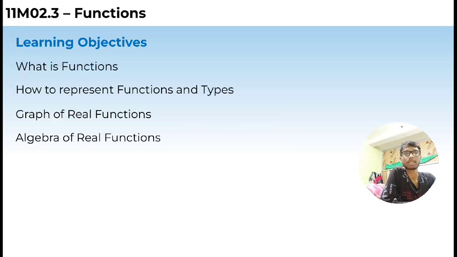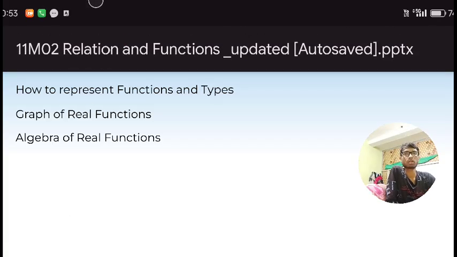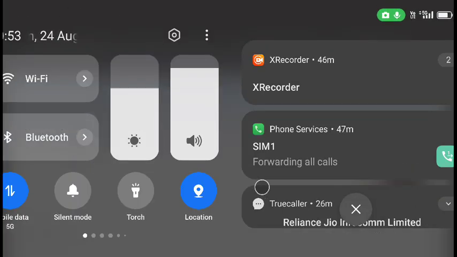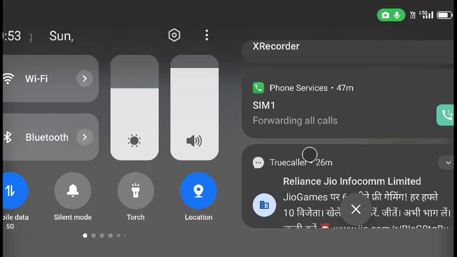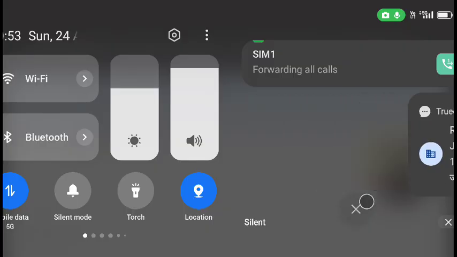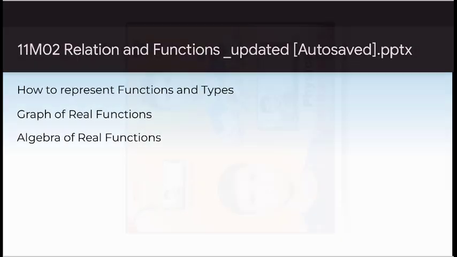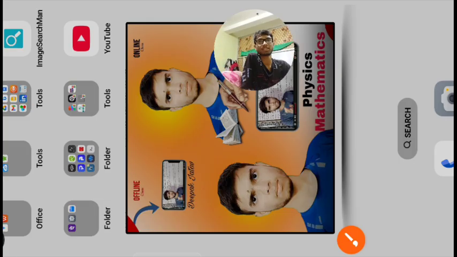What is a function? There is a connection of a relation with this function. Our learning objectives here are what is a function, how to represent it.